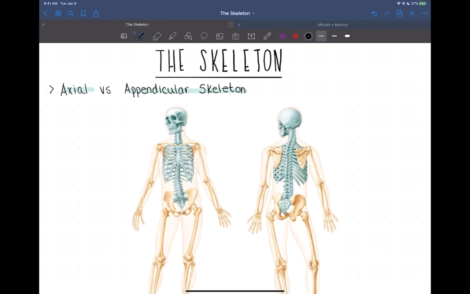And so they have a lot to do with how bones fit together. Is this bone part of the axial or appendicular skeleton? Things like that, okay? And so use that chapter review as part of your studying.